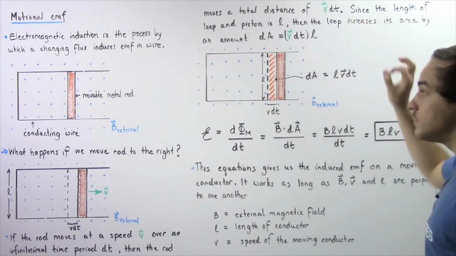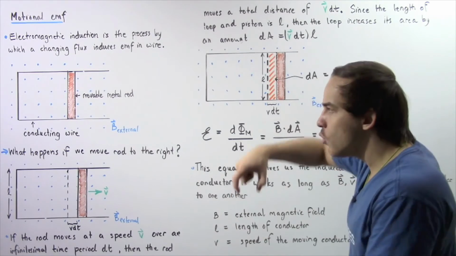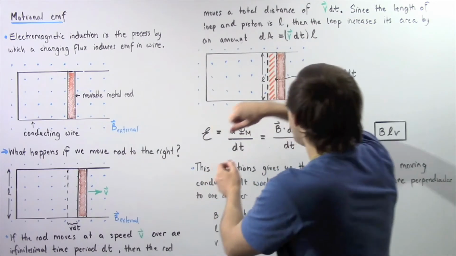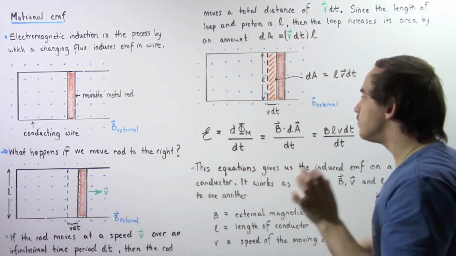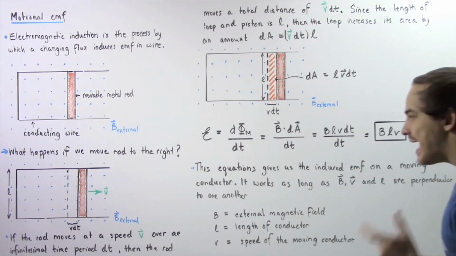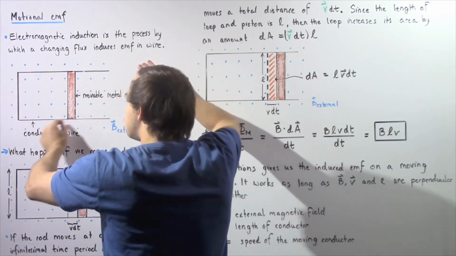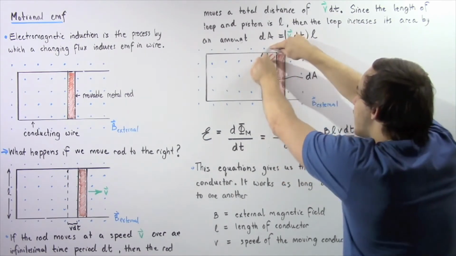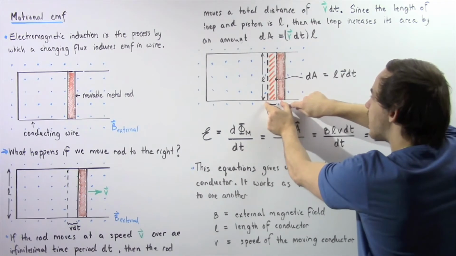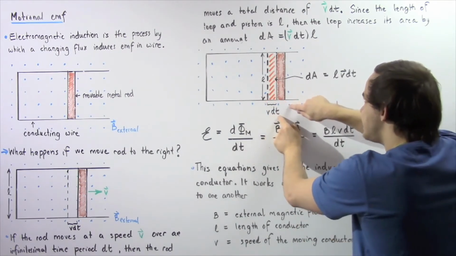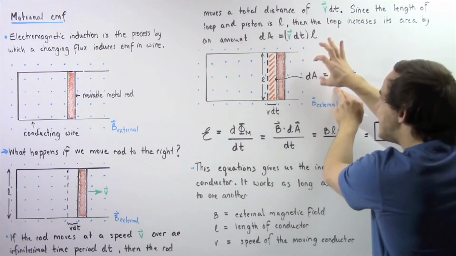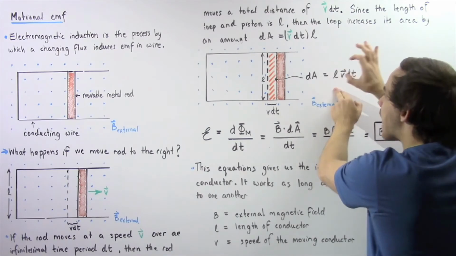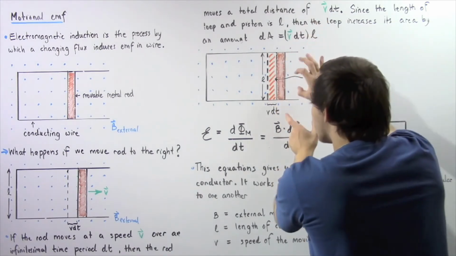Now, since the length of the loop and the length of our movable metal rod is equal to L, so this distance is L and this distance is L, that implies the change in our area of this initial loop of wire is given by the following orange region. So we take the height given by L multiplied by the width given by v times dt, and that gives us our infinitely small change in area that takes place as a result of our moving conducting metal rod.